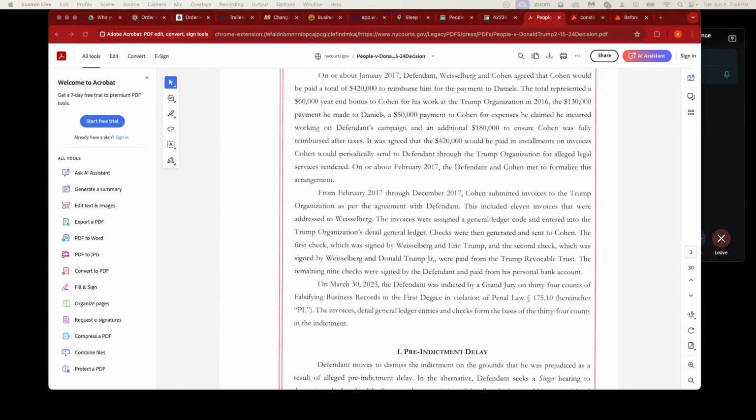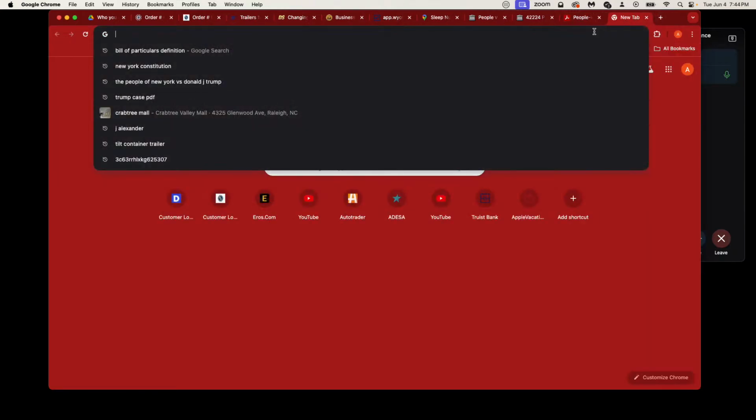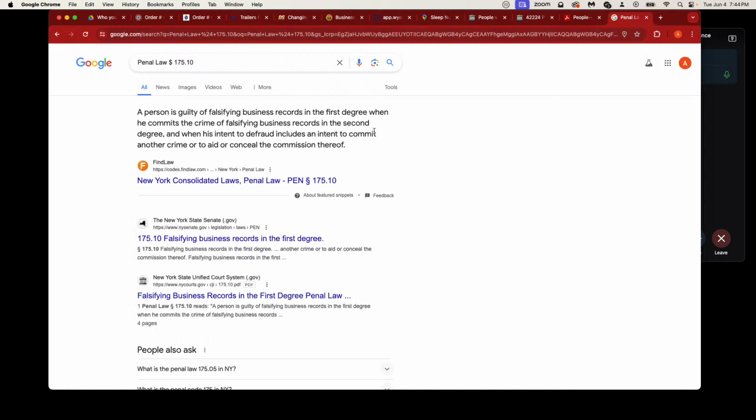So let's look up this Penal Law. Hang on, I'm trying to highlight this. They won't let me highlight it. Penal Law 175. When I read this stuff, I want to know what I'm reading. Why, with the lawyers, I want to know. What does it say?